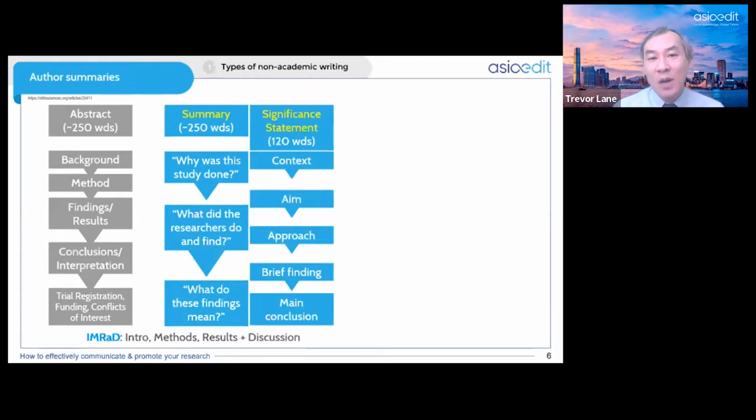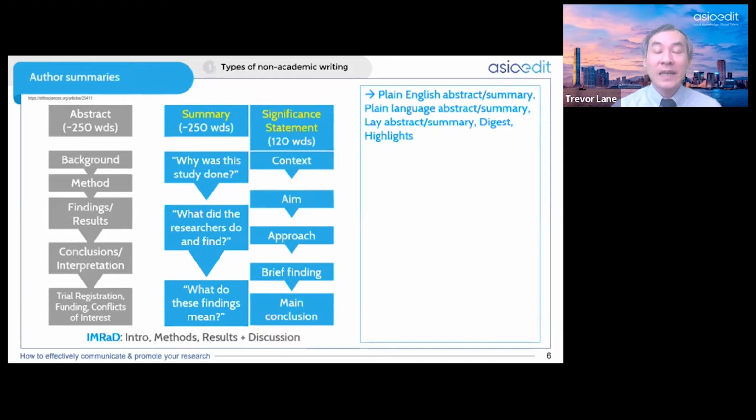So this still isn't quite what we're after for writing for non-academic audiences, but it's getting a step closer. Some journals do ask for, as well as a shorter or summarized version, a plain English or lay version. So general language that everyone will understand. This is a plain English abstract or summary, or plain language, or lay, or digest, or highlights. Some journals will ask for this instead.